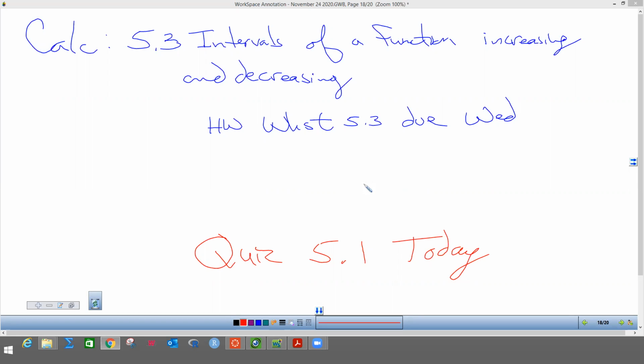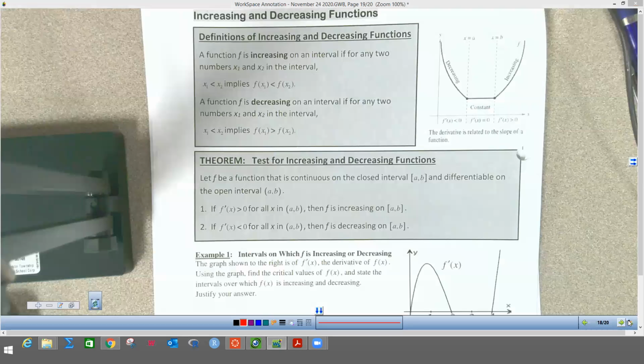Okay, these are the 5-3 notes, and on these, we're going to find the intervals where a function is increasing or decreasing. So you're going to have your homework worksheet 5-3, which is due Wednesday. You're going to take the 5-1 quiz today, which is Tuesday, later on your own time.